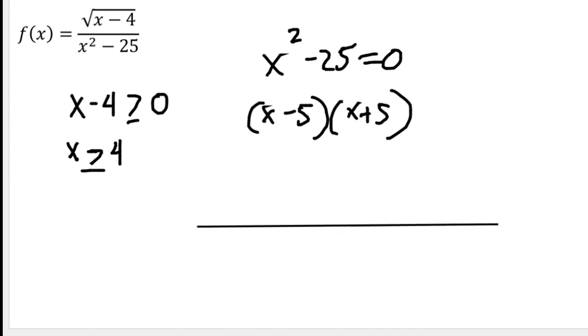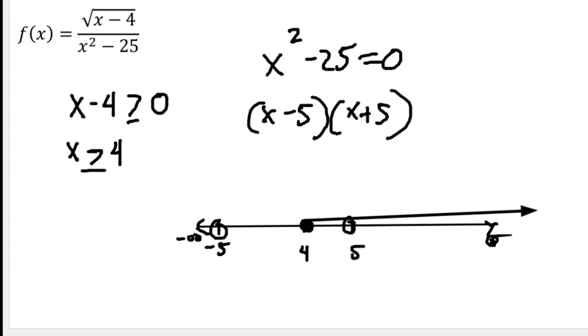Let's just plug it into our number line. So we got -5 and 4. We have negative infinity and infinity. Okay, now we have a closed circle and an open circle.